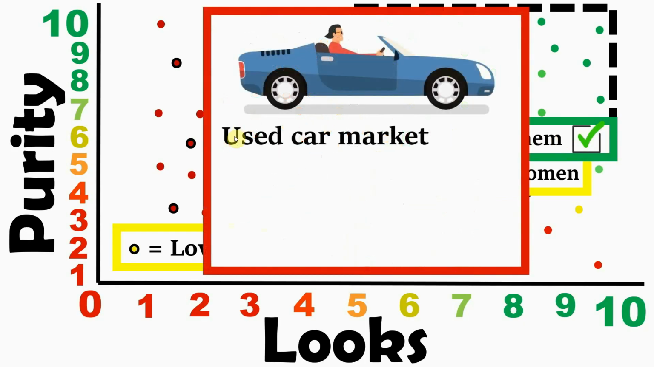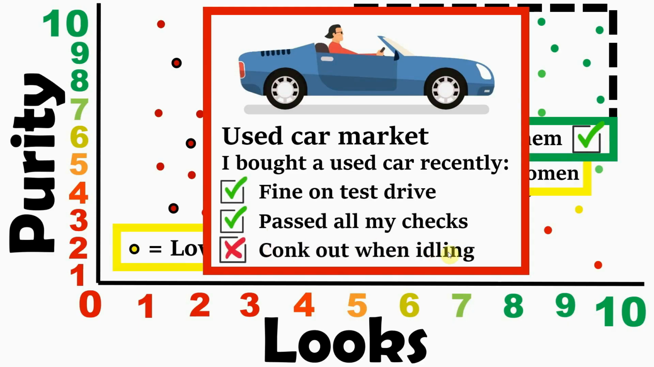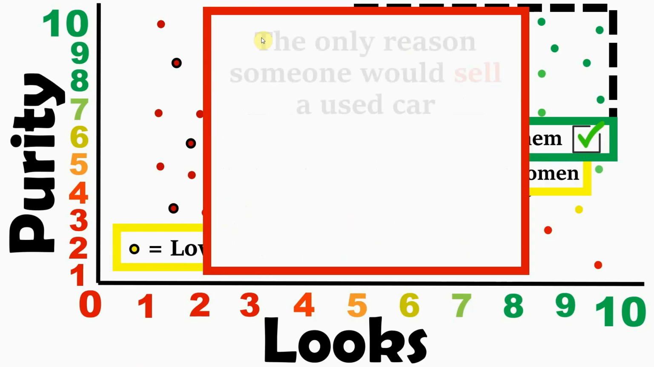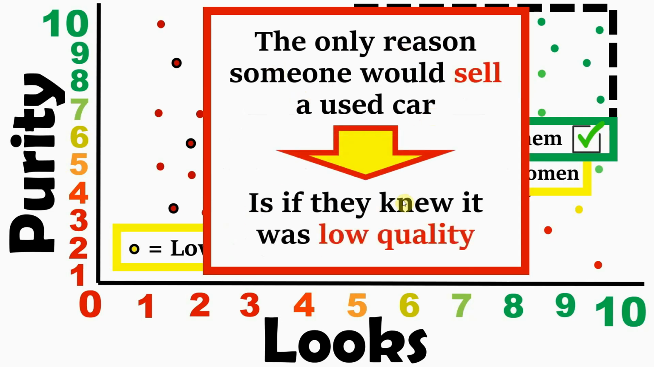Think of it like the used car market. I myself bought a used car a couple months ago. It drove perfectly fine when I was test driving it and it passed all my initial checks. But then I started to notice a week after I bought it that it will suddenly conk out when idling. This made me think the only reason someone would get rid of their used car is if they knew it was low quality. Meanwhile, if someone has a good used car, they'll never want to let go of it. Once more, the exact same thing is happening in dating.